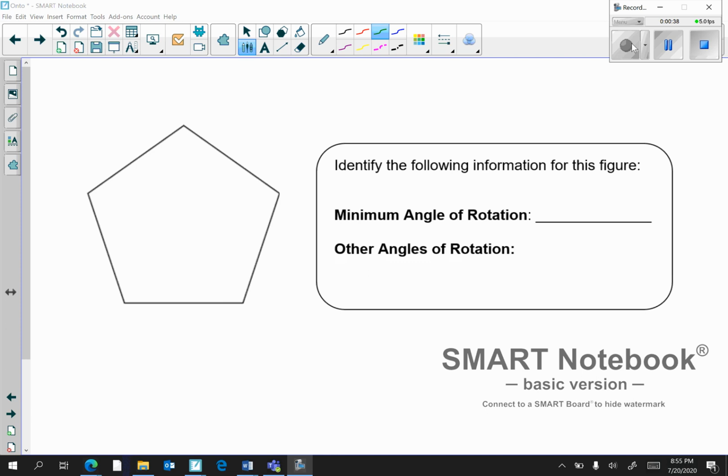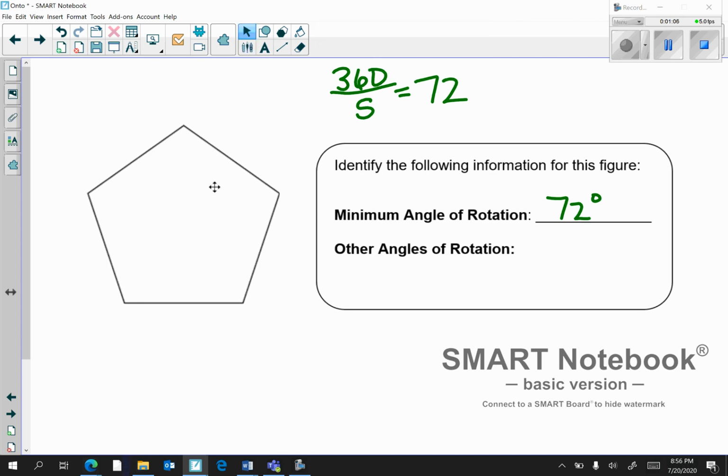Let's take a look at our first example. It says identify the following information for this figure: the minimum angle of rotation and other angles of rotation. So for example, I have a pentagon. It has 5 sides. So in order to find the minimum angle of rotation, I have to take 360 degrees and divide it by 5, and I'm going to get 72. So 72 degrees is the minimum angle of rotation.